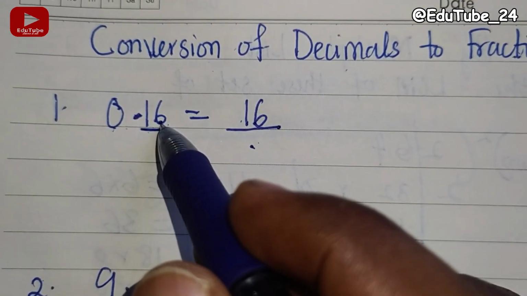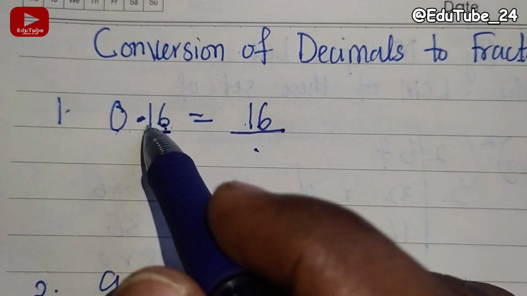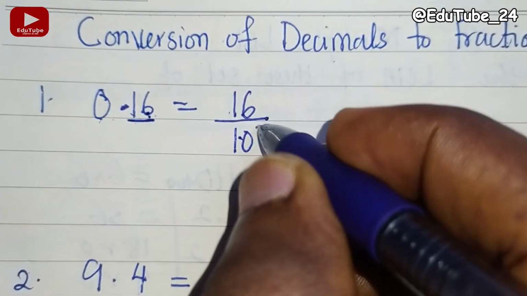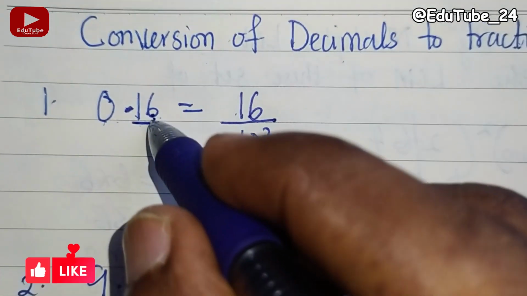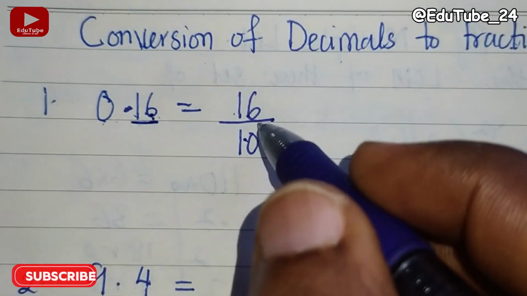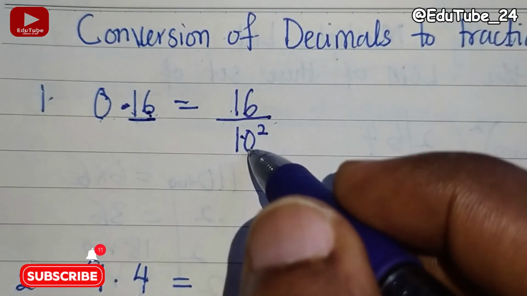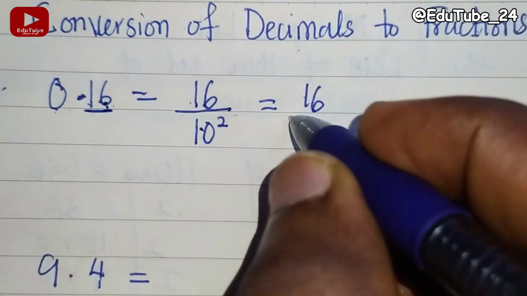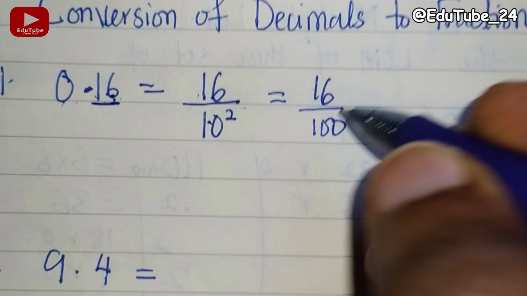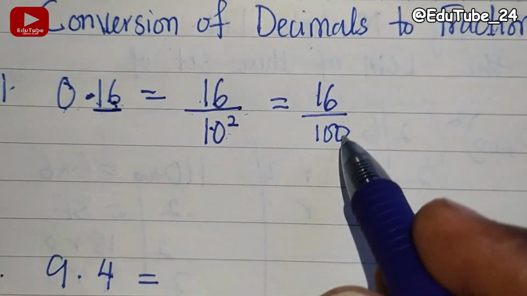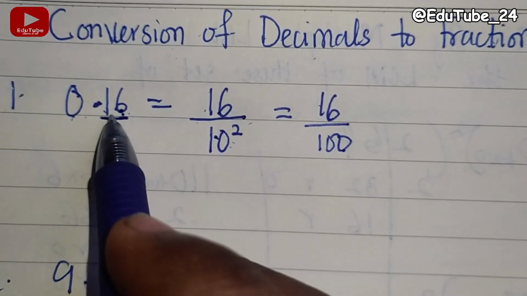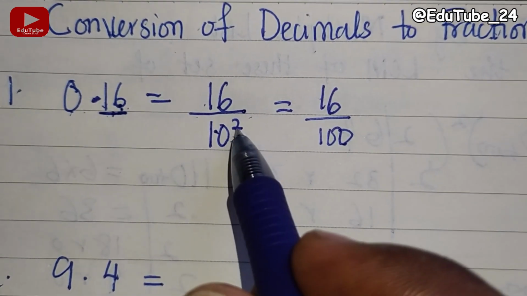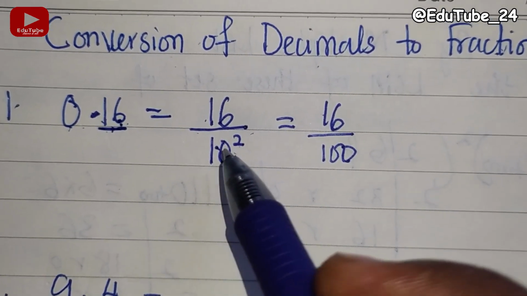Since I have two decimal figures after the point, that means I'm going to have 10 raised to power 2. So because I have two decimal figures, I'm going to have 16 out of 10 raised to power 2, which basically will be 16 out of 100, because 10 raised to power 2 means 10 times 10, which is 100. So because I have two decimal figures here, I must have 10 raised to power 2, so 2 powers of 10.